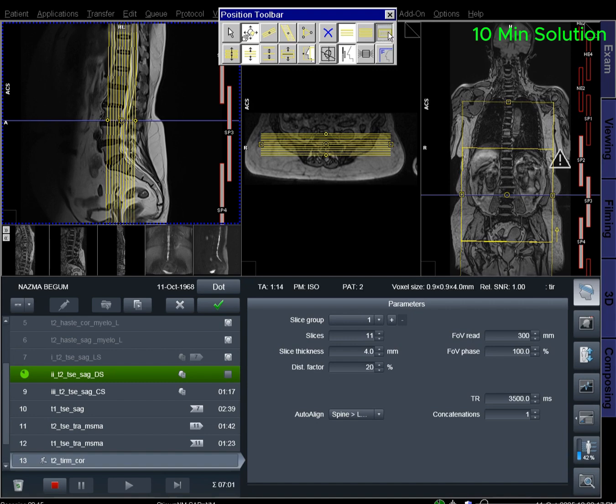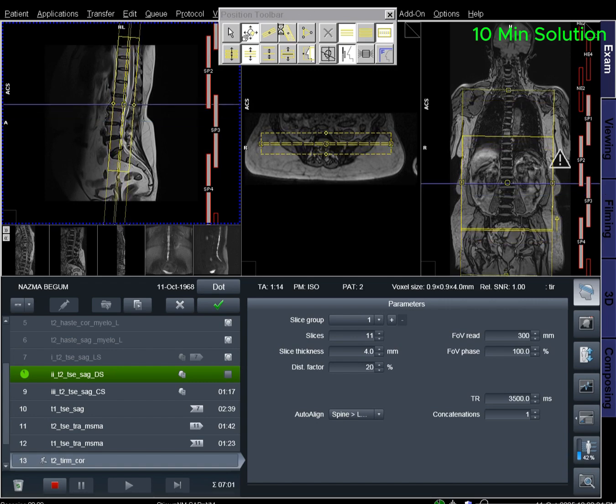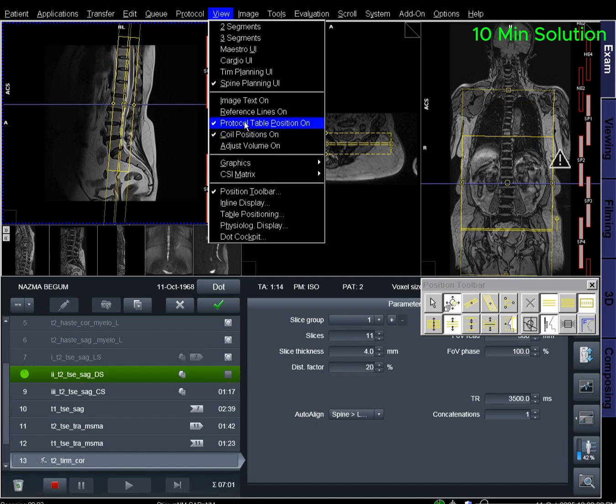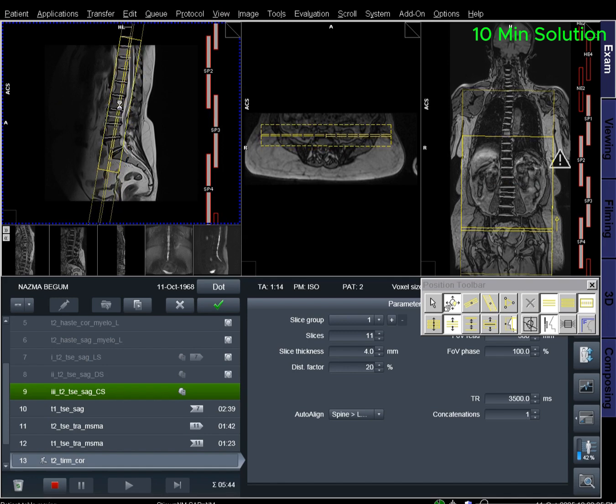T2 TSE coronal slices. Plan the coronal slices on the sagittal plane. Angle the positioning block parallel to the psoas. Check the positioning block in the other two planes. An appropriate angle must be given in the axial plane across the right and left psoas.